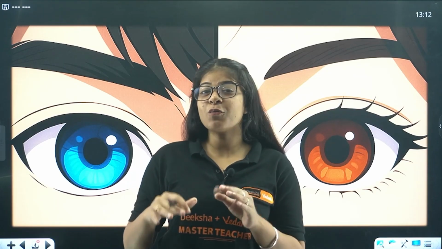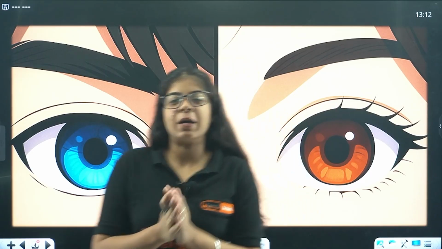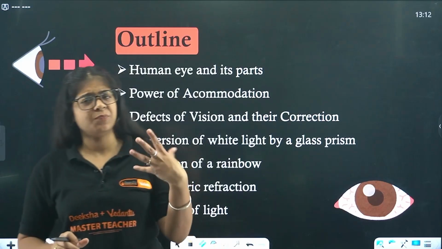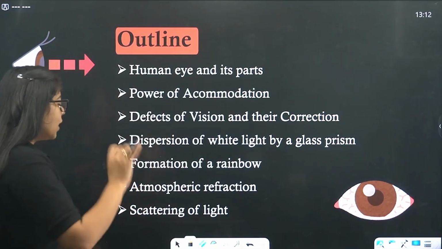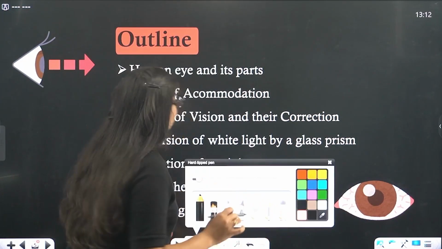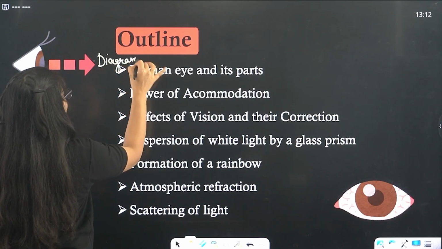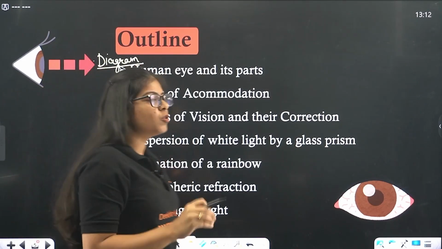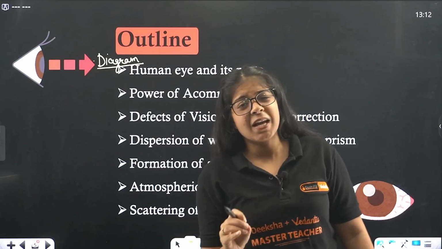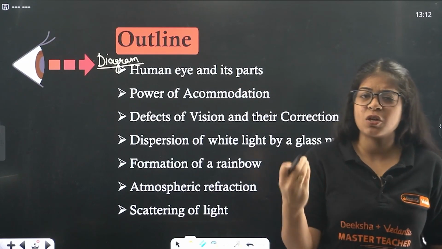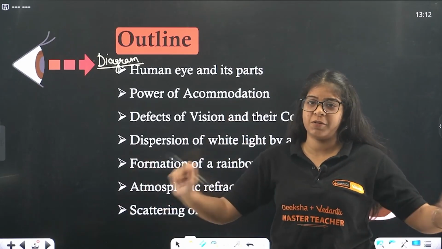Or do you know which part of our human eye actually gives the color to our eyes? Okay. Now beta, in this chapter we are going to start with the very basic, that is human eye and its parts. Now in this particular section, the diagram is very important. Okay, the diagram of human eye is very important. They used to ask it almost every single time in boards, but recently it's a little bit here and there. Sometimes they ask, sometimes they don't, but we are going to prepare for the 100% marks.